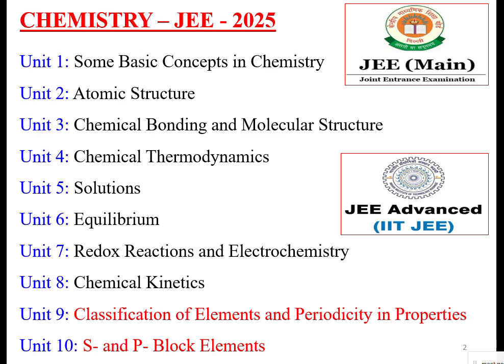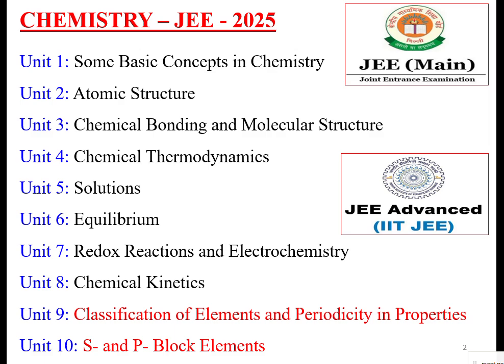There are 20 chapters, and we are classifying them into three types: physical chemistry, organic chemistry, and inorganic chemistry. Physical chemistry consists of 8 chapters: some basic concepts in chemistry, atomic structure, chemical bonding and molecular structure, chemical thermodynamics, solutions, equilibrium, redox reactions and electrochemistry, and chemical kinetics. So chapters 1 to 8 belong to physical chemistry.